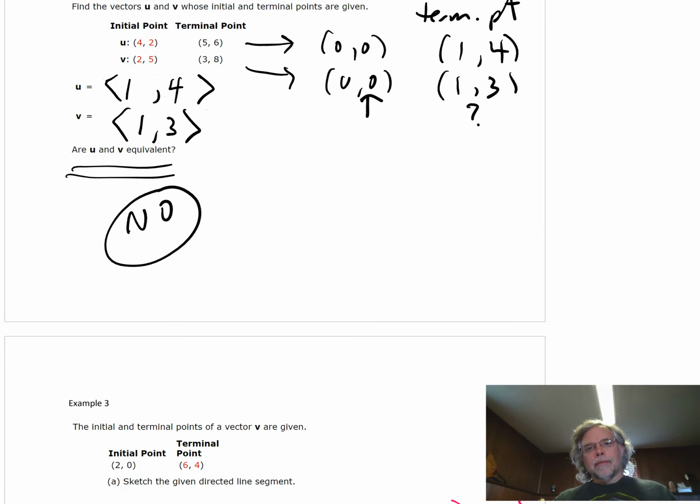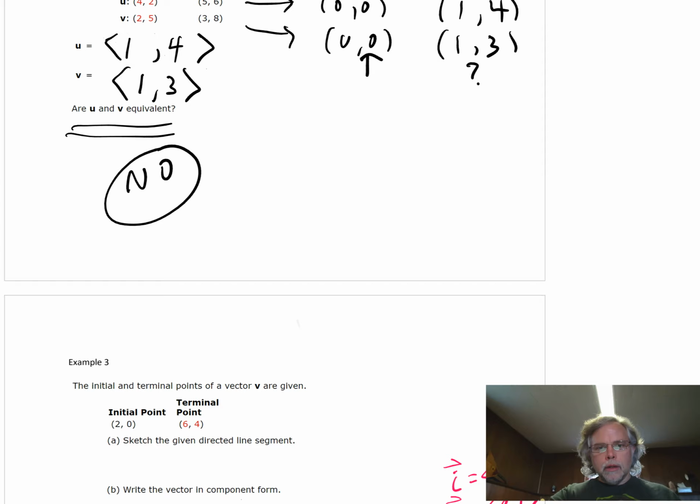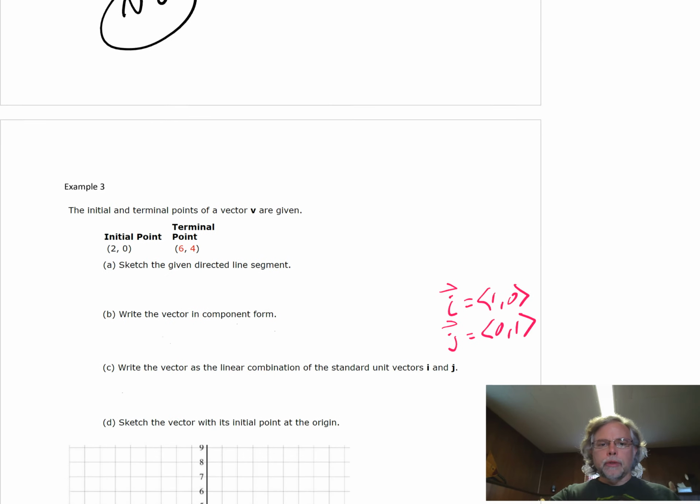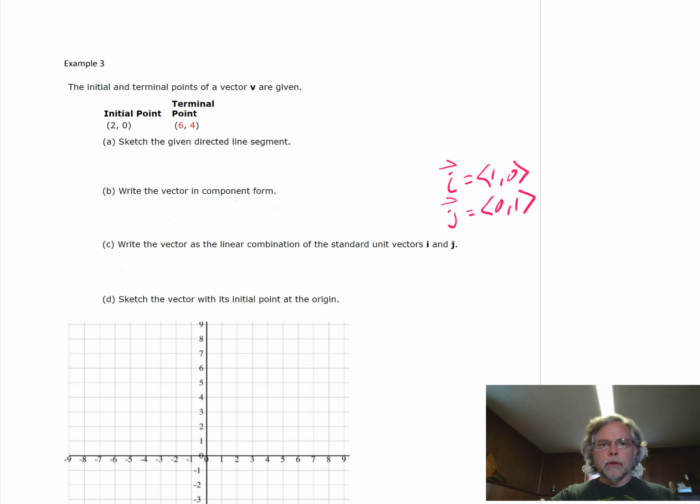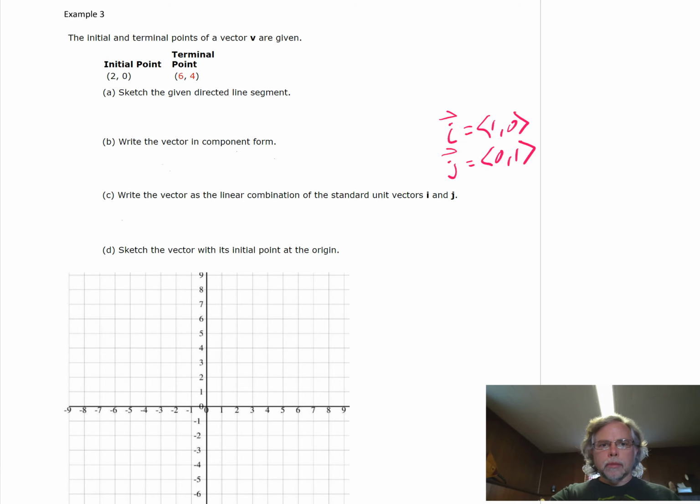This is part 3 of section 11.1 on vectors in the plane, 2 dimensions, and various terminology and types of problems associated with them. And we're about to launch into example 3 here, where we have a few different things to do and have to do some plotting here.